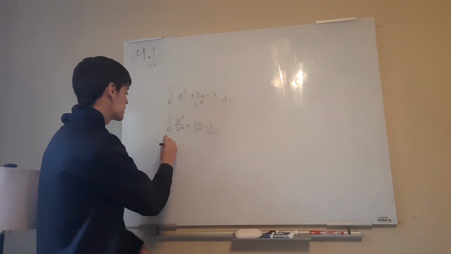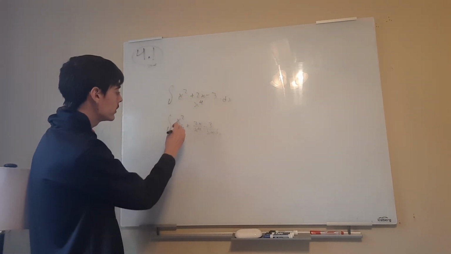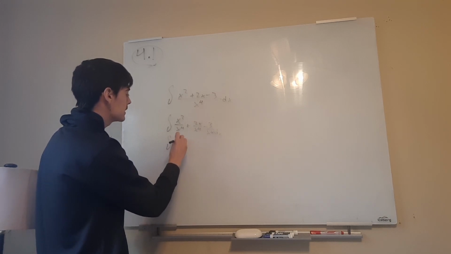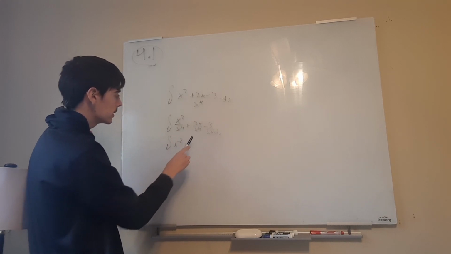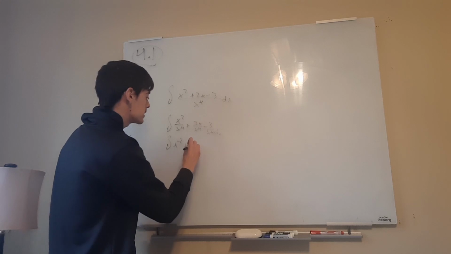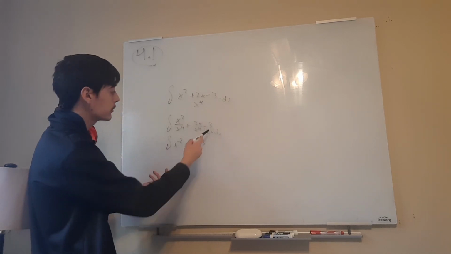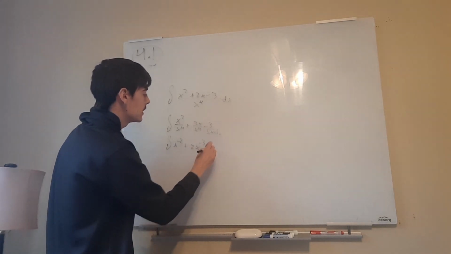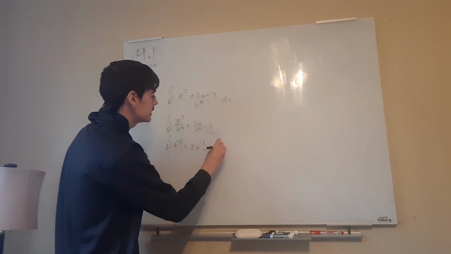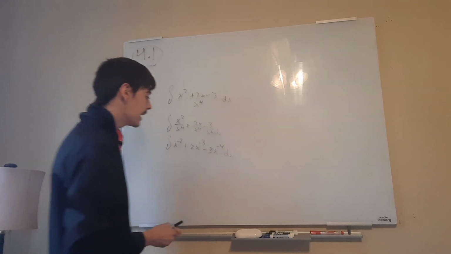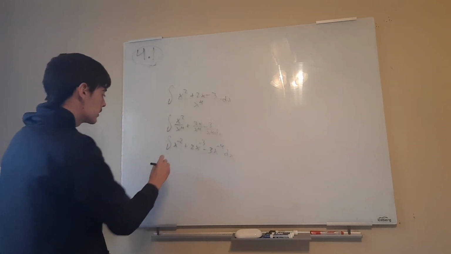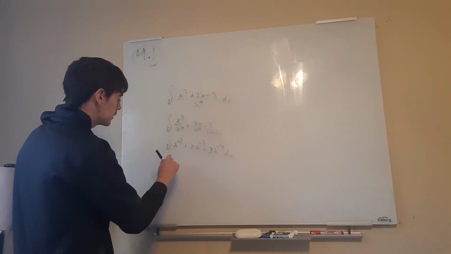So simplifying this, we will get 1 over x squared, which can be rewritten as x to the negative 2. This term will give us 2 over x cubed, which is the same as 2x to the negative 3. And this one is just 3 over x to the fourth, so we can rewrite that as 3x to the negative 4. And then your dx.